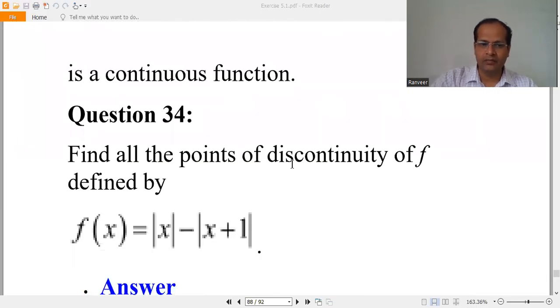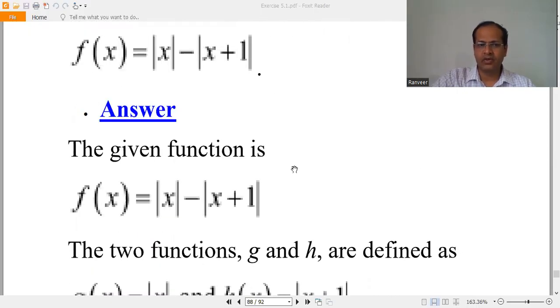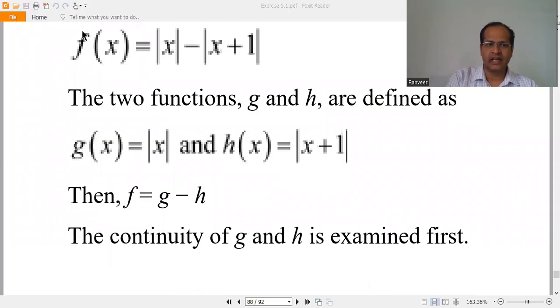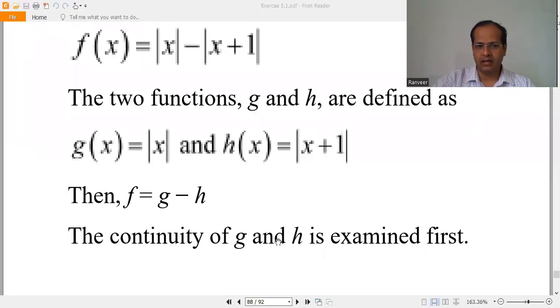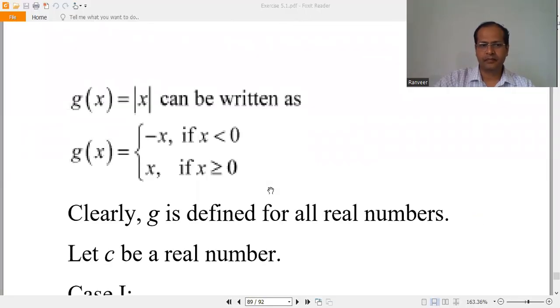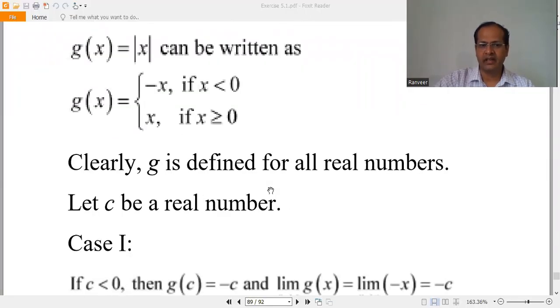So this is the way we can prove the continuity of any composite function. Question number 34: find all points of discontinuity of the given function, where both are modulus functions. So two functions, g of x and h of x, we can take here. This is mod x plus 1 and this is mod x. So f equals g minus h. So the continuity of g and h is examined first. This is a modulus function, and we already checked this type of function.